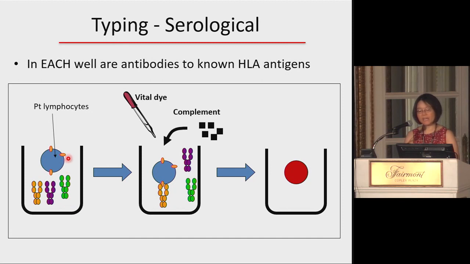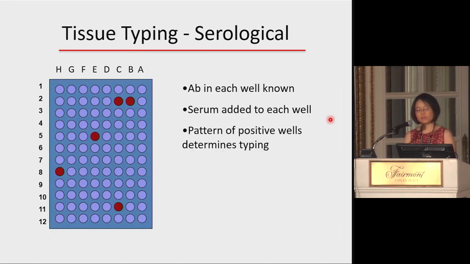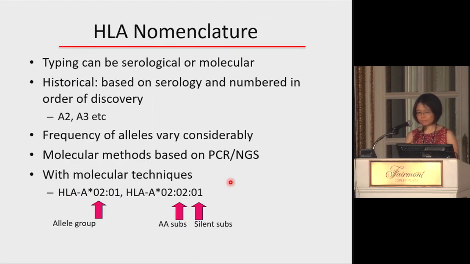And what we do is we add in our patient or recipient lymphocytes, okay? Once we do that, if, for example, this orange antibody is against the A2 antigen, and your patient has the A2 antigen, then that will bind, and when you add complement, that will lead to cell lysis and cytotoxicity, which we detect as a color change, okay? Then you take the whole panel, and what you get is a pattern. And that pattern of positive wells really determines the typing.